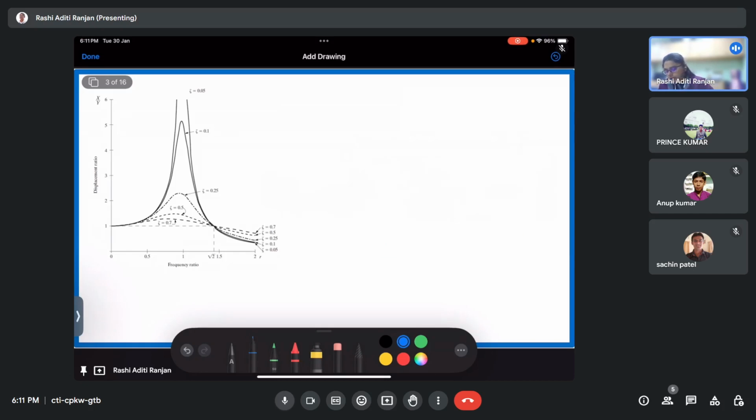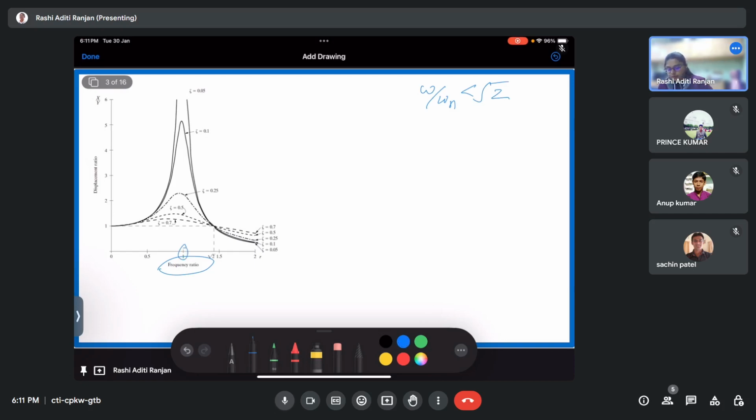So here you can see that the transmissibility ratio is greater than 1 if the value of frequency ratio, which is omega by omega n, is less than under root 2. Transmissibility ratio is always greater than 1 for any value of epsilon, which is the damping ratio, right? And with the decrease of damping ratio, the amplitude at resonance is increasing. Okay, at value 1. What is 1? 1 stands for resonance, when omega b is equal to omega n.